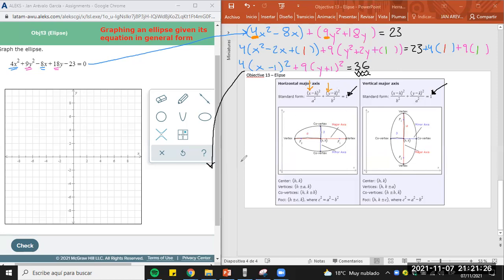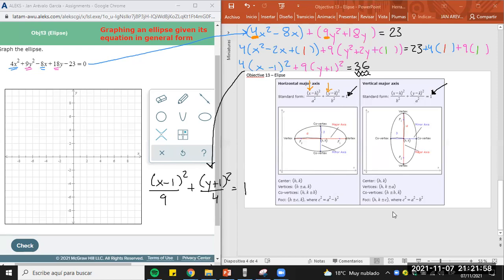So 4 divided by 36 is 1 over 9. So this will look like this if we divide everything by 36. Now 9 divided by 36 is 1 over 4. And 36 divided by 36 is 1. That's what we wanted, right? So now we have done all of that. Actually, this is a pretty long exercise.